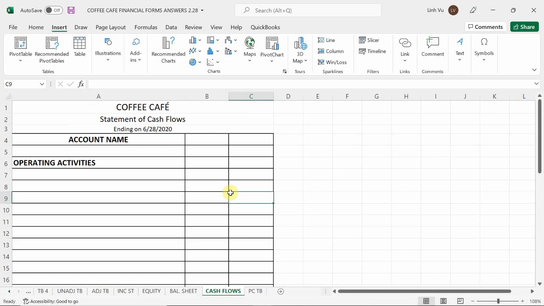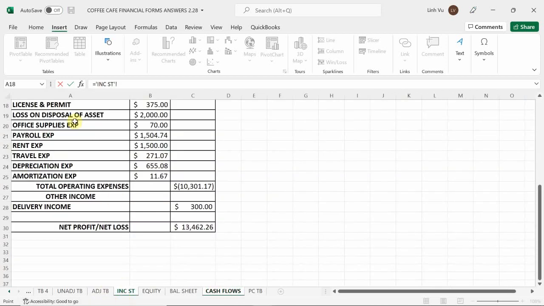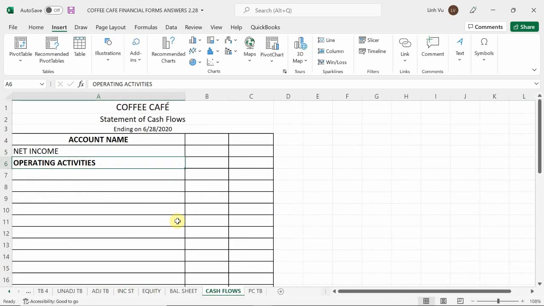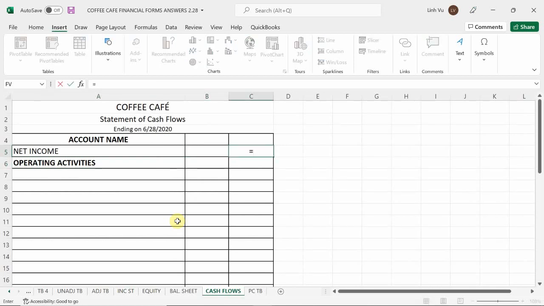However, this one, you do also need to include the unadjusted trial balance in order to complete this financial statement. Okay, so the very first account that you're always going to recognize is your net income. That's the first part right here. You can get it from the income statement, or you can also get it from your statement of owner's equity. Net income should be the very first item on your list, okay?